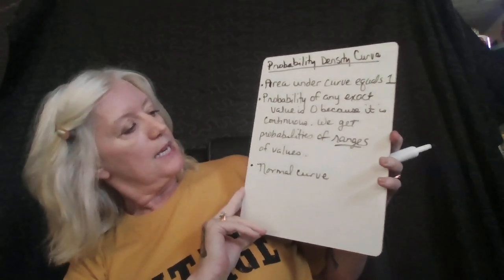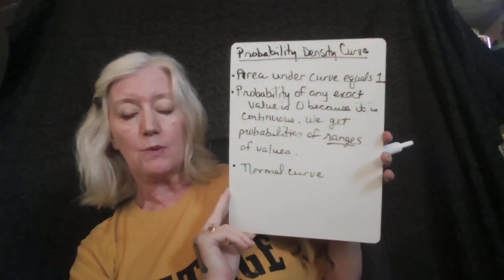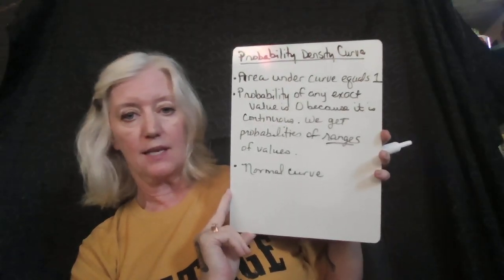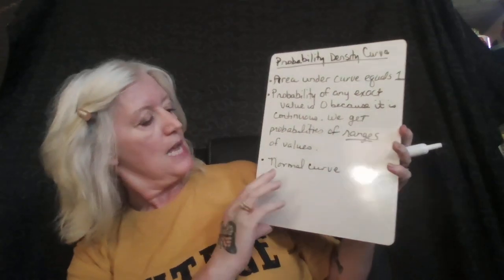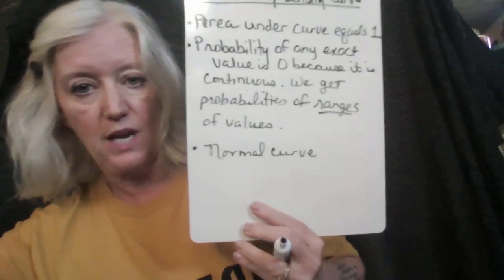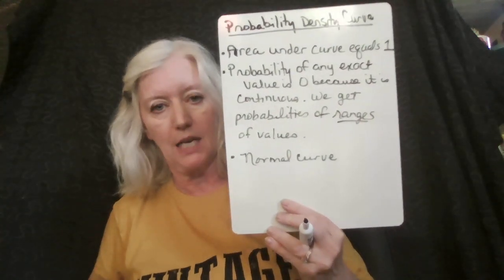And the probabilities are always in ranges of values. I could say 8% of those people were between 0 and 10 years old, but I can't say any given percent is any given age. Okay. Now, the normal curve is the one you are most familiar with as a probability density curve, and it's the one that we are going to be talking about. Okay. Now, a normal curve, you may or may not know, is also called a bell curve.